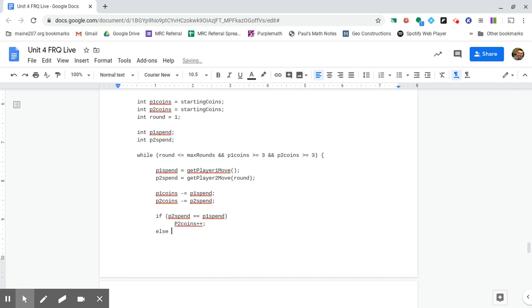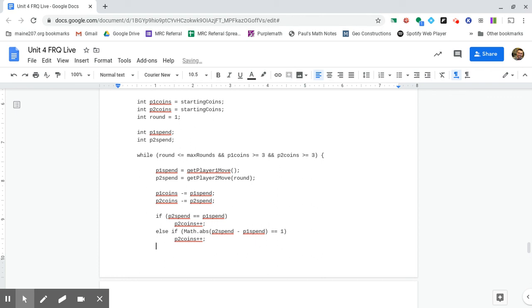We also knew that if the difference between them was 1, okay, so here's what I'm going to do. I'm going to actually use some absolute value here, so I only have to do one operation. I'm going to do math.abs of P2 spend minus P1 spend. And that should be equal to 1, right? Whether it's positive 1 or negative 1, that means it's 1 off, which means that you will get 1 when you do the absolute value. So if that's the case, then I want to again add 1 to P2 coins.